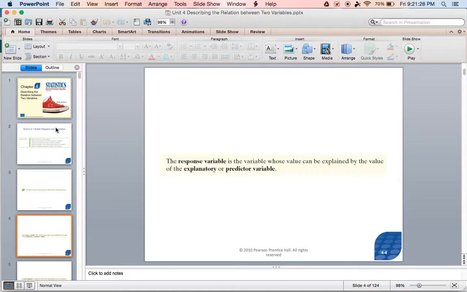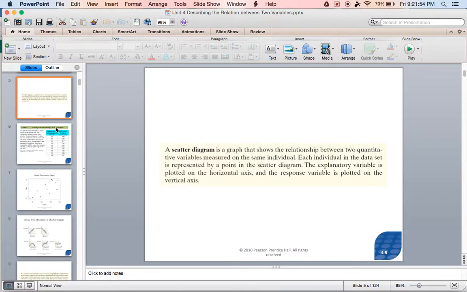Response variable can also be referred to as the dependent variable, and the explanatory, the independent variable. For instance, club head speed of a golf club and the distance the ball carries. Well, in this case, the club head speed would cause the ball to go further, so the response variable would be the yards it carried, and the explanatory variable, which is the independent variable, would be the club head speed.